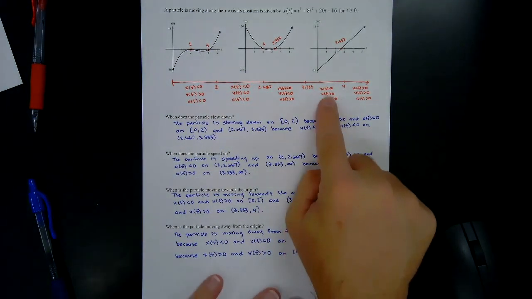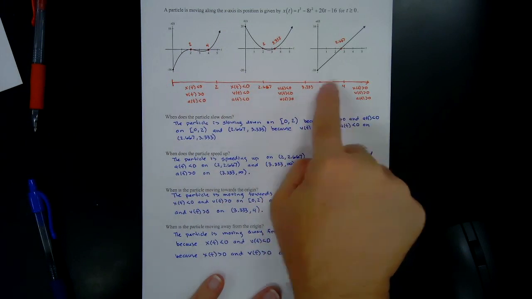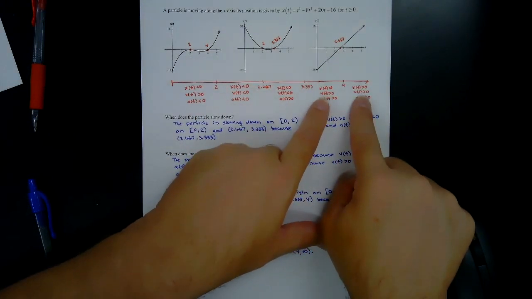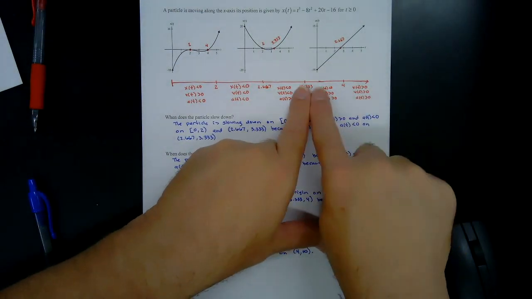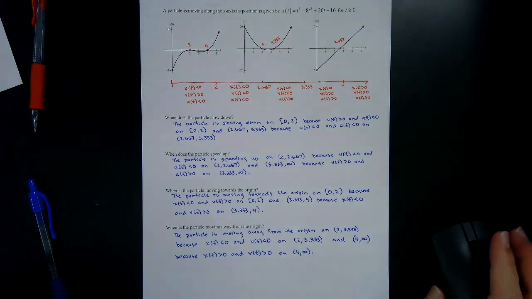Same thing with velocity and acceleration over here. We're getting all of these because of all of the x-intercepts. But right here, the velocity and acceleration are both positive, not on two separate intervals, but it's really just one big interval.